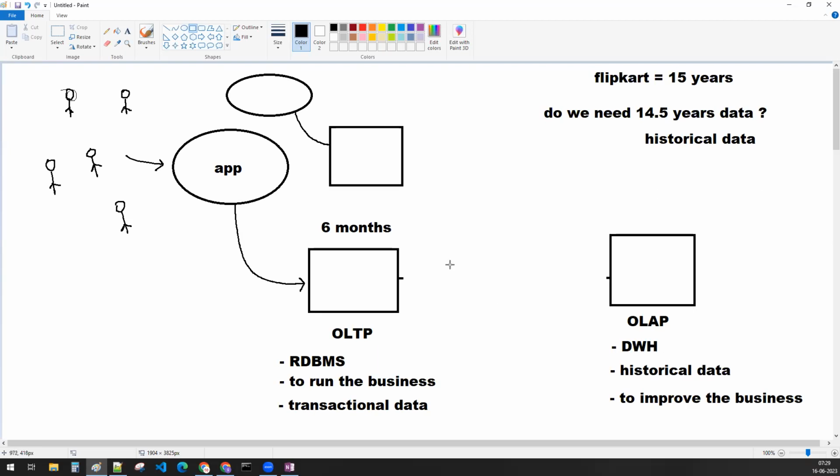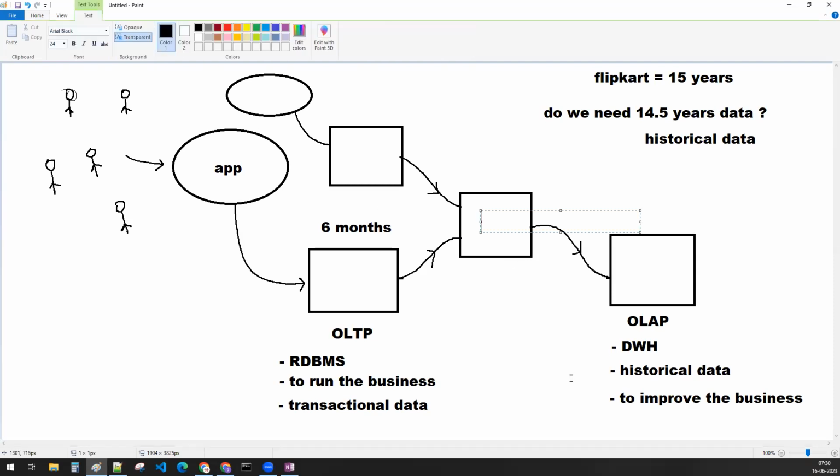So what is happening is that there will be a storage layer. That storage layer will accept the data from all of these applications first, and it will send the data to the data warehouse. Okay, so this is what happens. And that storage layer, that staging layer, I'm calling a data lake.